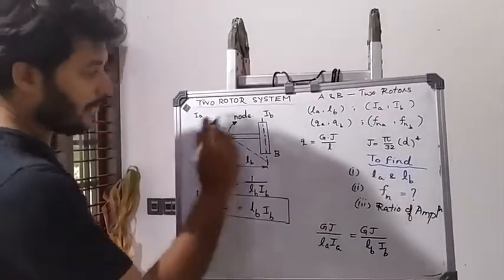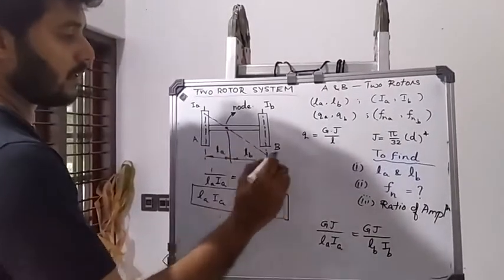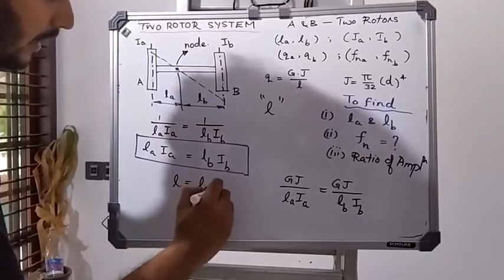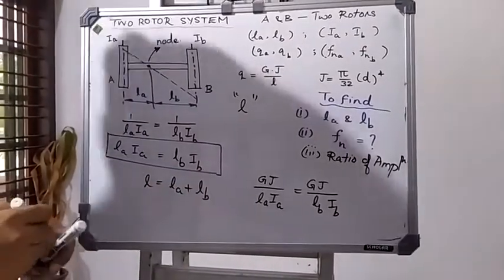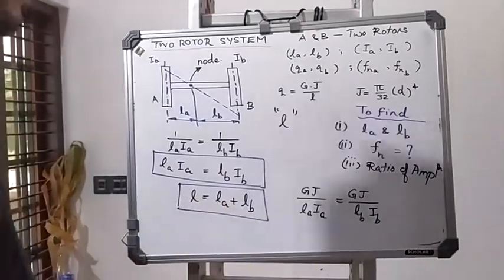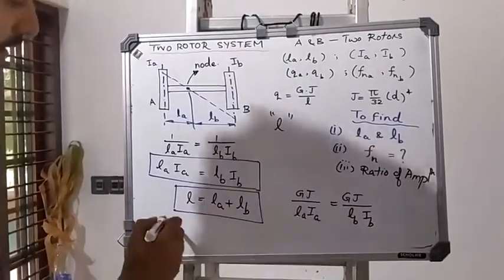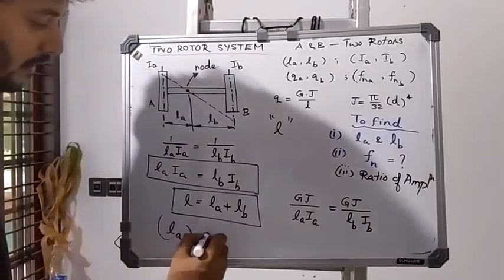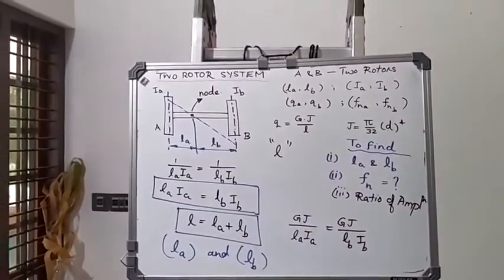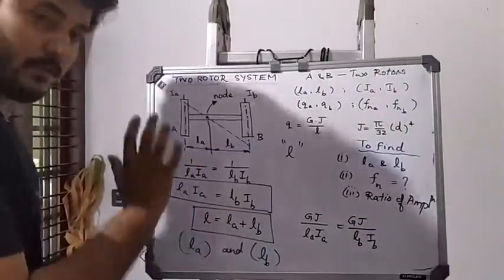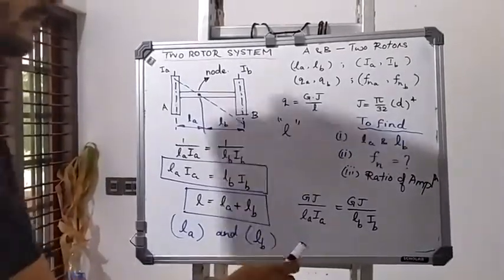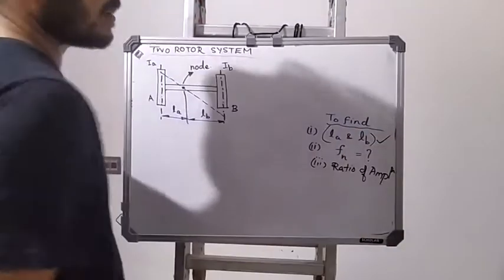That equation will be: let the total length of this shaft be equal to L. That means L can be written as LA plus LB. So here we have our second equation. From both these equations we can find out LA and LB. While doing the numerical, the theory will be clear. Certain data with respect to these equations will be given in your question. Okay, so we have found out the location of the node.